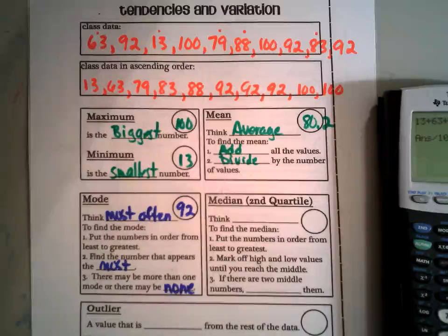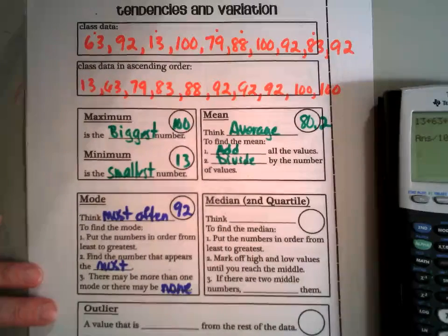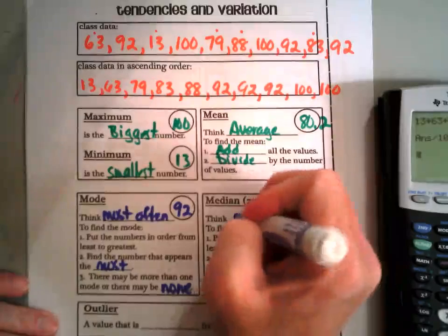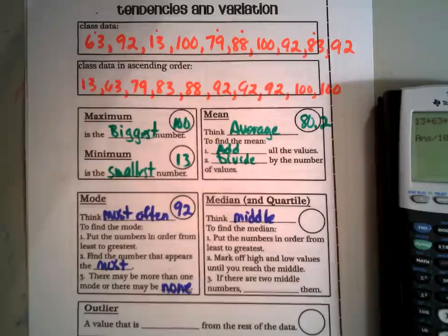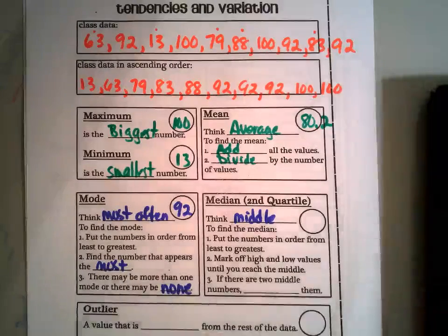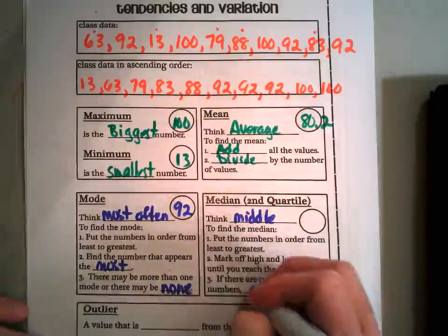All right, median. Okay? The median is the middle number. Okay, to find the median, put the numbers in order from least to greatest. We have that. Let's see a second, guys. I'm going to autofocus this just to make sure that we're all good. Okay. Mark off the highest and low values until you reach the middle. Well, I'm not going to start crossing out values because I want you to be able to see them. If there are 2 middle numbers, then we average them.